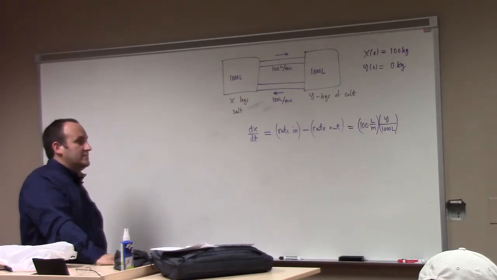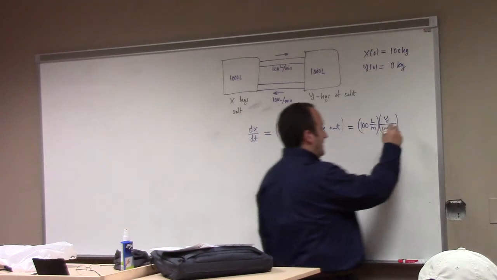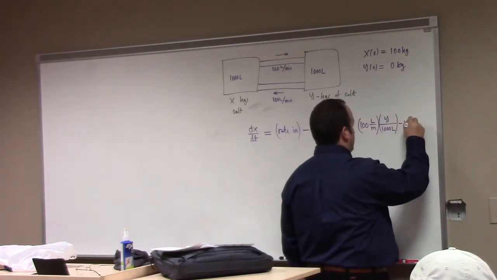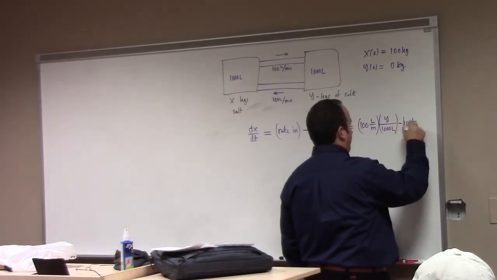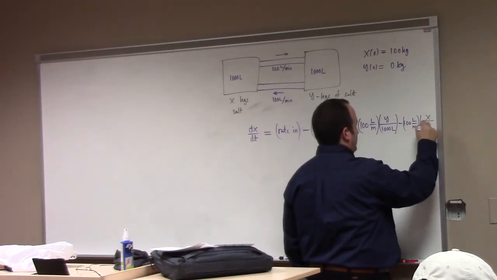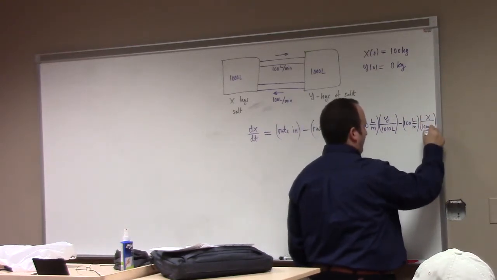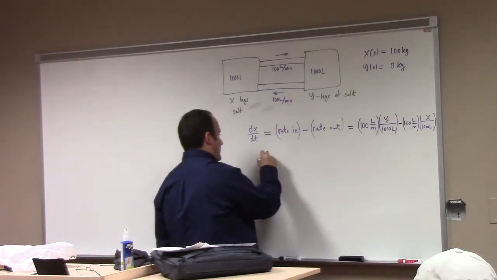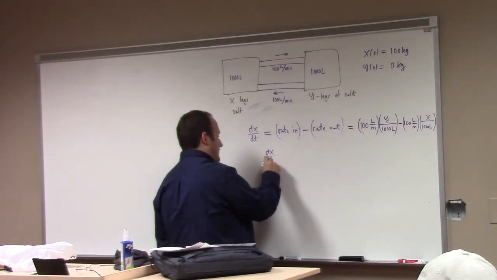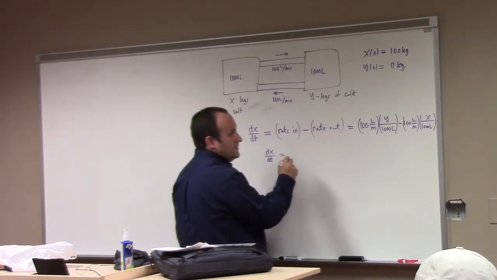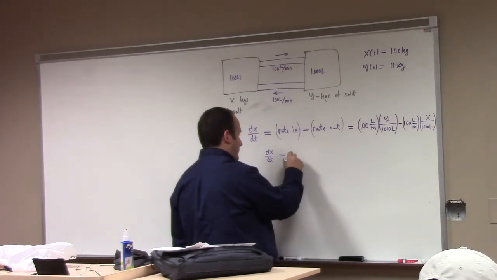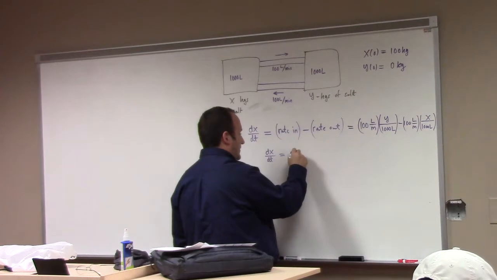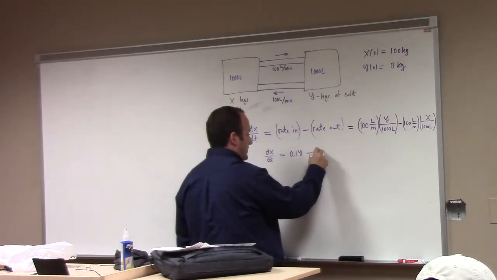And what's the rate out? Minus 100 liters per minute times x over 1,000. Right? So dismissing units here, we've got dx/dt is equal to apparently 0.1y minus 0.1x.